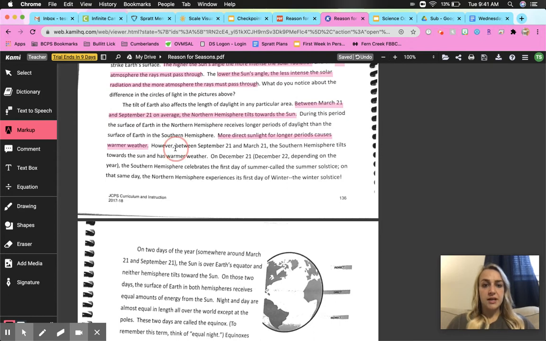However, between September 21st and March 21st, the southern hemisphere tilts towards the sun and has warmer weather. So that's the southern hemisphere. I don't want to highlight that.